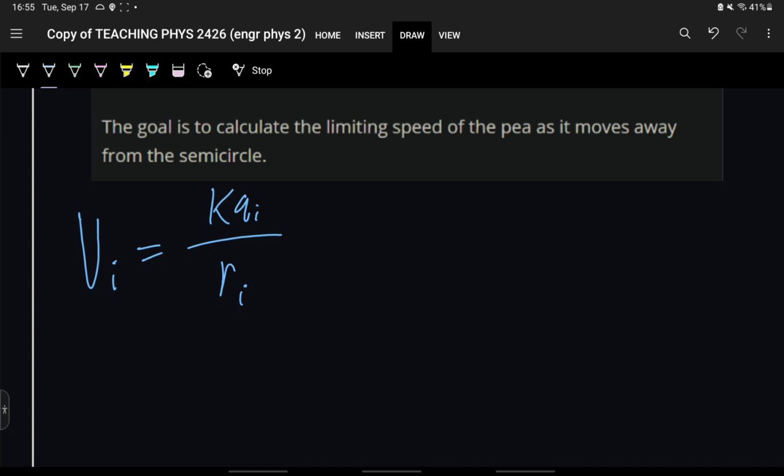Since all the charges are arranged on a semicircle of radius capital R centered at the origin, the distance from each charge to the origin is the same and equals capital R. This is true for all capital N charges uniformly distributed along the semicircle arc.